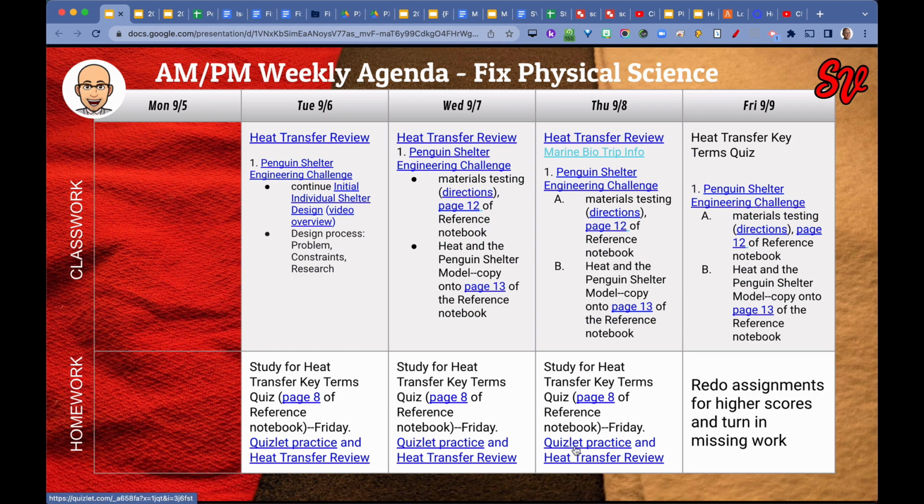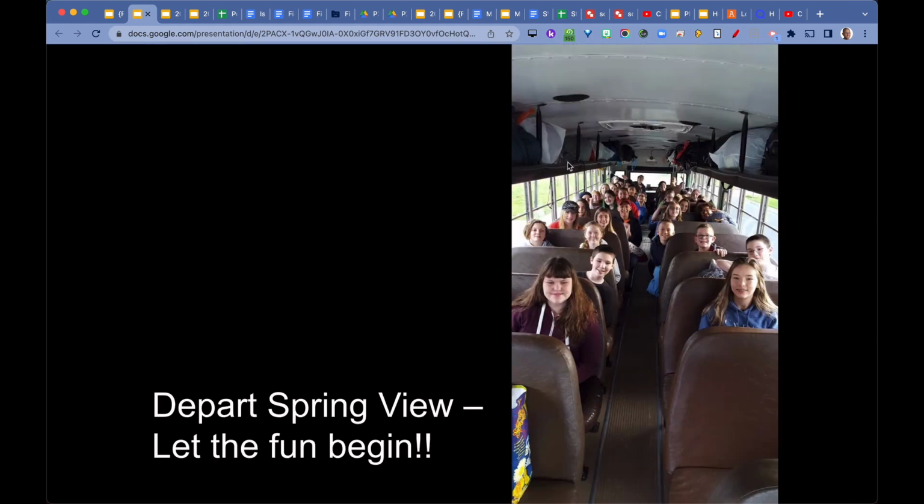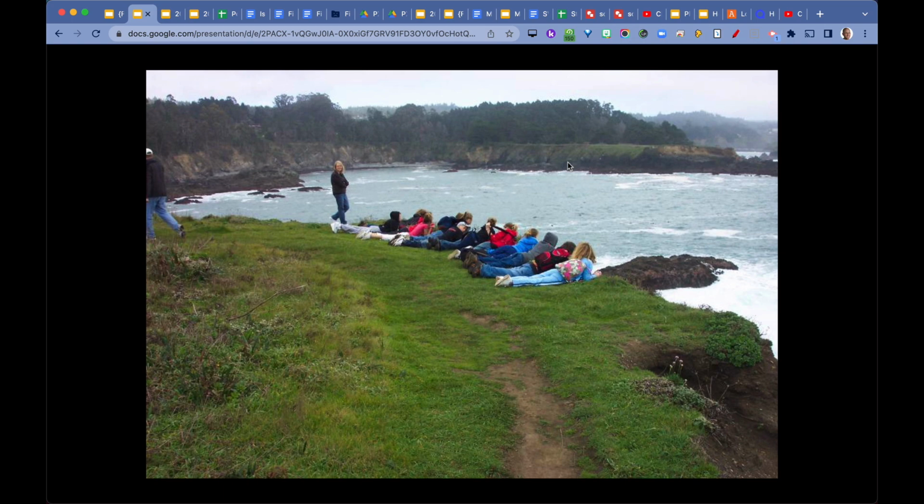So if students didn't do too well on the quiz on Friday, they have an opportunity to use these materials and to quiz again. Also, I went over the marine biology trip information with classes on Thursday. There's an application that will be available on Monday of next week. So I went over all this, and you can also look at this on your own as well.